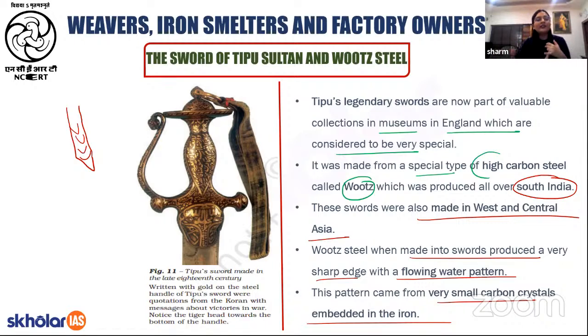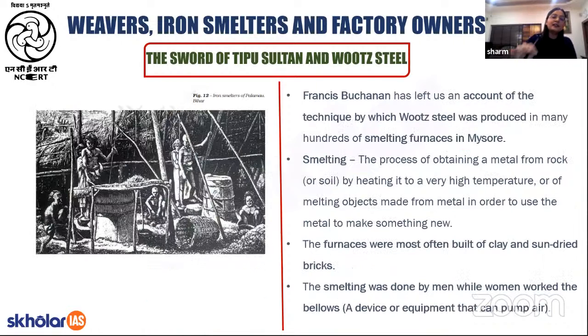तो आप समझ चुके हैं वुड स्टील की क्या इंपॉर्टेंस है. कार्बन, इसके अंदर बहुत अच्छा कार्बन कंटेंट होता है. साउथ इंडिया में बनती है, वेस्टर्न इंडिया में, वेस्ट और सेंट्रल एशिया में बनती है. टीपू सुल्तान की वुड स्टील से swords बनती थी जो कि बहुत ही फेमस थी.